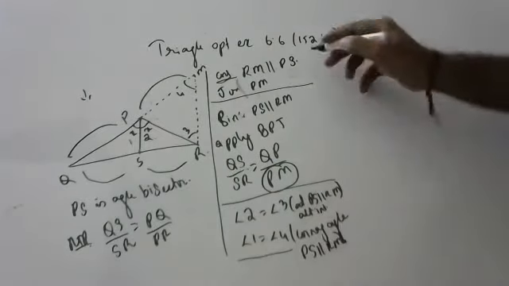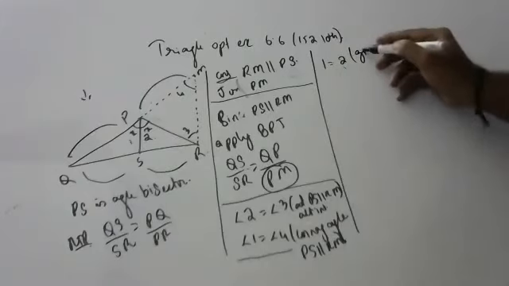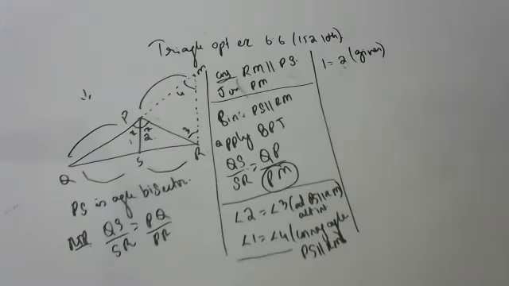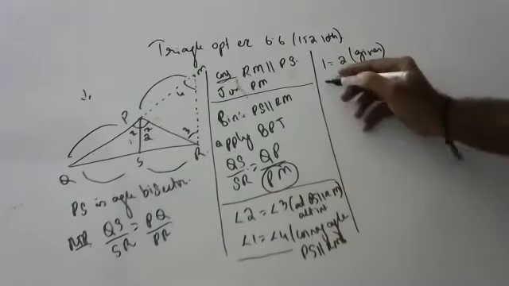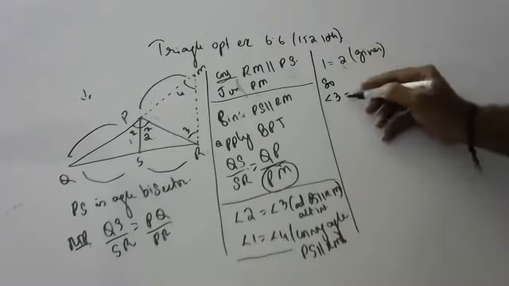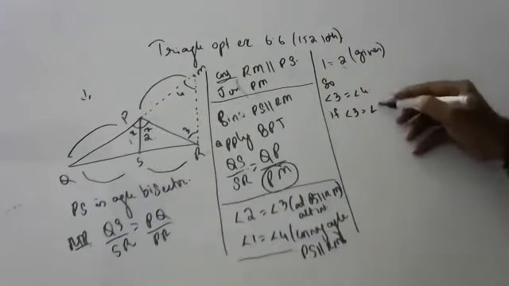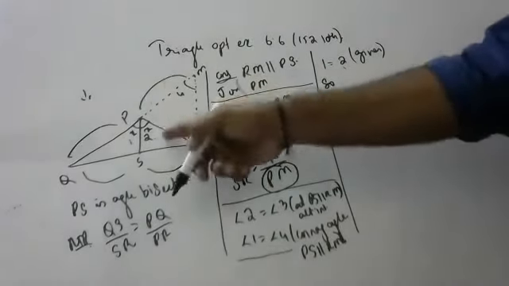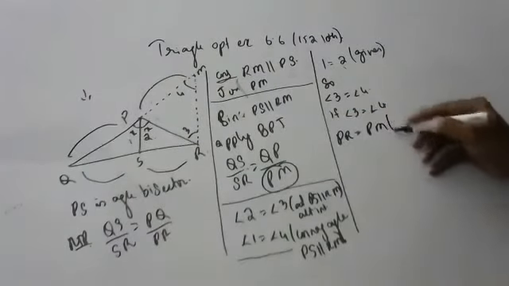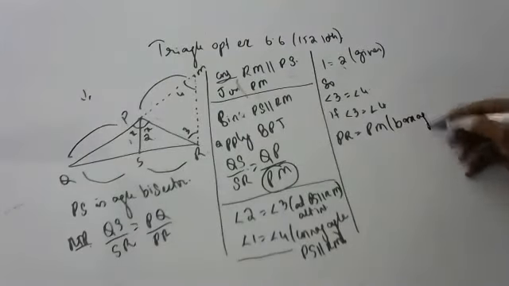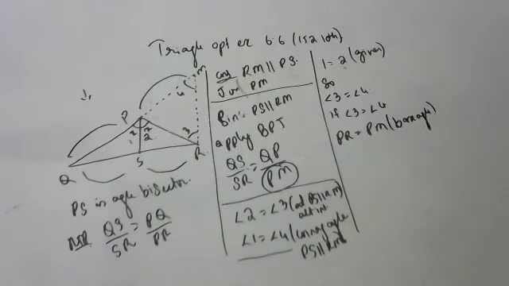But children, all of you know that 1 and 2 are equal. Why are they equal, children? Because they are internal bisectors. If 1 and 2 are equal, therefore 3 and 4 are equal. So angle 3 is equal to angle 4. If angle 3 is equal to angle 4, what is it? PR is equal to PM, base angles. If base angles are equal, sides are equal.